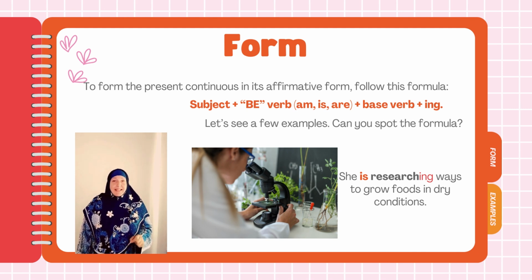To form the present continuous in its affirmative form, follow this formula. Subject plus the be verb am, is, or are, plus the base verb plus ing. Let's see a few examples. Can you spot the formula? She is researching ways to grow food in dry conditions.